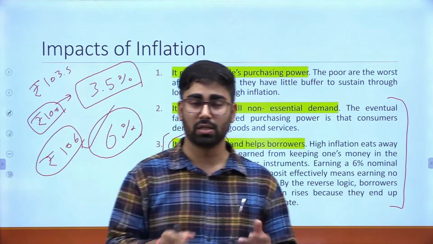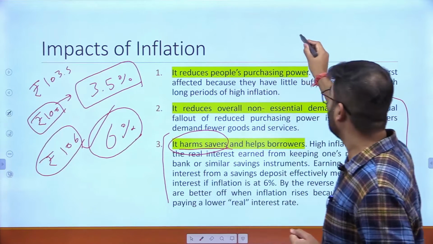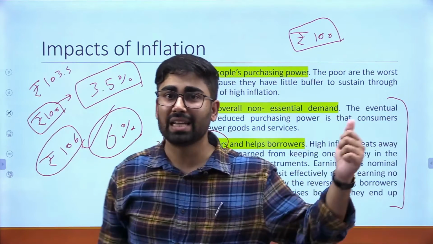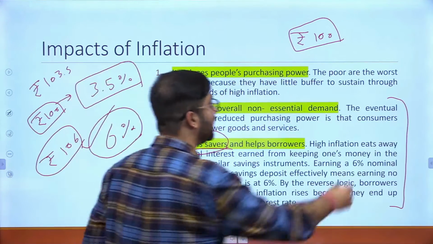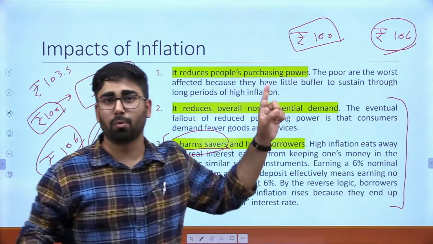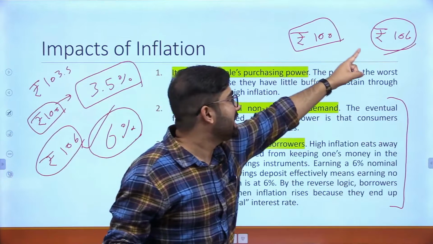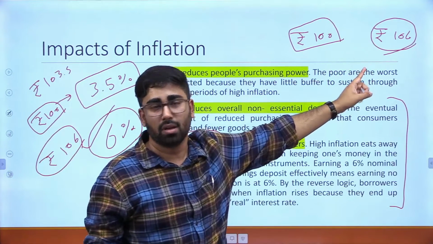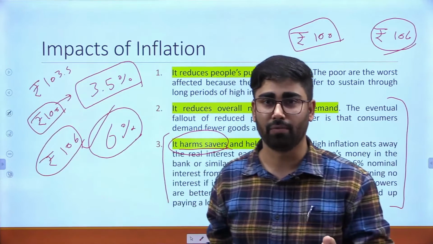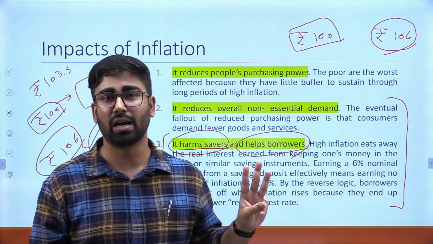Okay, how will it help borrowers? See, borrowers are those who borrow money. Now if you are borrowing 100 rupees today, this money has more purchasing capacity than it will next year if the inflation is at the rate of 6%. The purchasing capacity of 100 today and 106 next year will be the same, but the borrowers, if they are borrowing at some rate of interest that is less than this, then they will benefit from inflation. Okay, so borrowers will benefit from inflation and it harms savers. So this is the third impact of inflation.